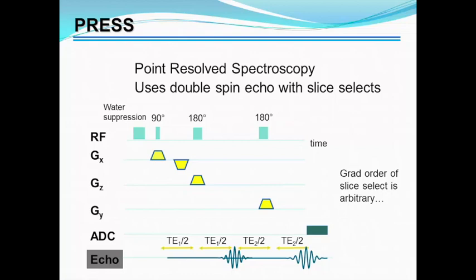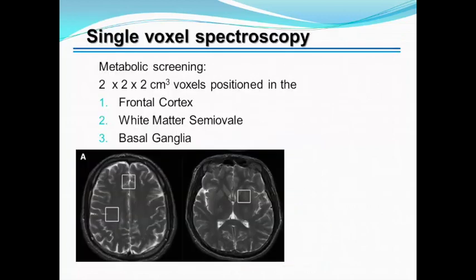And this is what we typically do. It's called PRESS, point resolved spectroscopy. It uses a double spin echo with slice select. So you have some sort of water suppression in the beginning, and then you have a 90-degree pulse with a gradient in X direction, a 180-degree pulse with a gradient in Z direction, and a 180-degree pulse with a gradient in Y direction. And then you record your echo. And actually the gradient order can be absolutely arbitrary. You can start with Z or X, it doesn't really matter, as long as you have 3 pulses and 3 gradients. Where they intersect, this is exactly the voxel that you get.